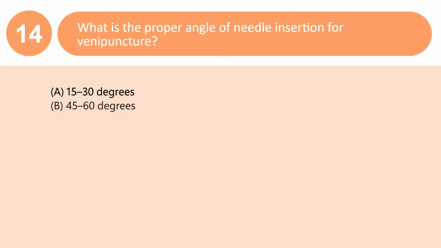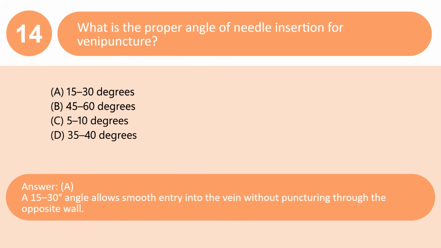What is the proper angle of needle insertion for venipuncture? A. 15 to 30 degrees. B. 45 to 60 degrees. C. 5 to 10 degrees. D. 35 to 40 degrees. Answer: A. A 15 to 30 degrees angle allows smooth entry into the vein without puncturing through the opposite wall.